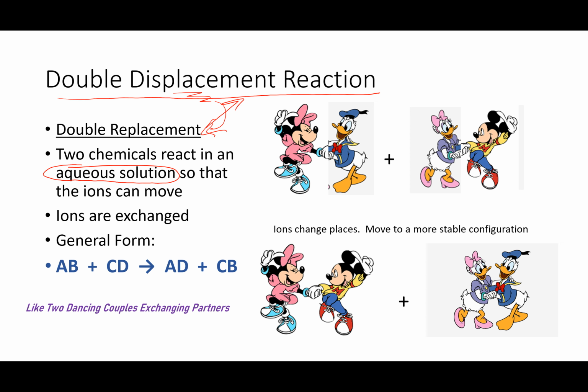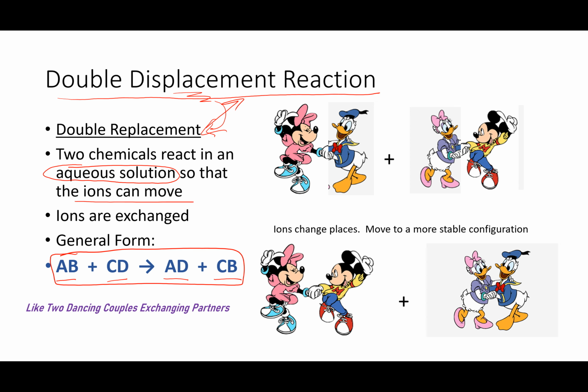Now, double displacement reactions always occur in an aqueous or water solution. And these reactions involve ions that are doing an awful lot of moving. They're swinging around and they're changing partners. The generic form for a double displacement reaction looks like this. It is AB plus CD equals AD plus CB.